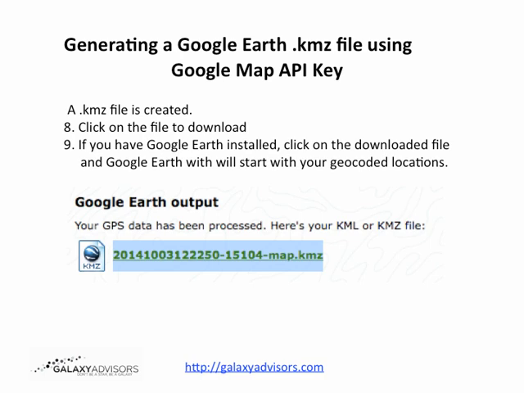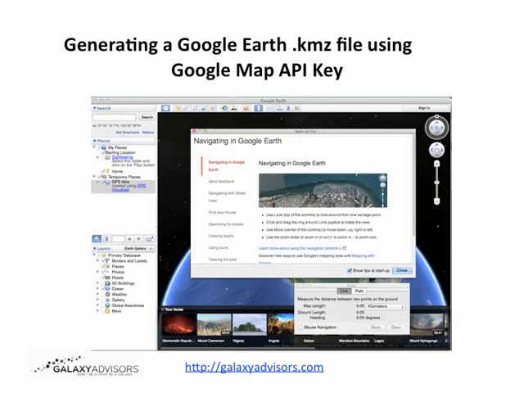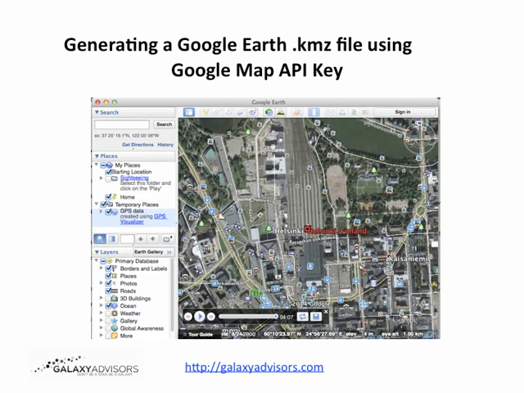And if you have Google Earth installed, click on the downloaded file and Google Earth will start with your geocoded locations all in place. So again, in an example here where I clicked on the downloaded file, you'll get the Google Earth introduction navigating in Google Earth. And then I clicked on take the tour here. And for example, here's Helsinki, Finland, which was one of the addresses that I inserted.